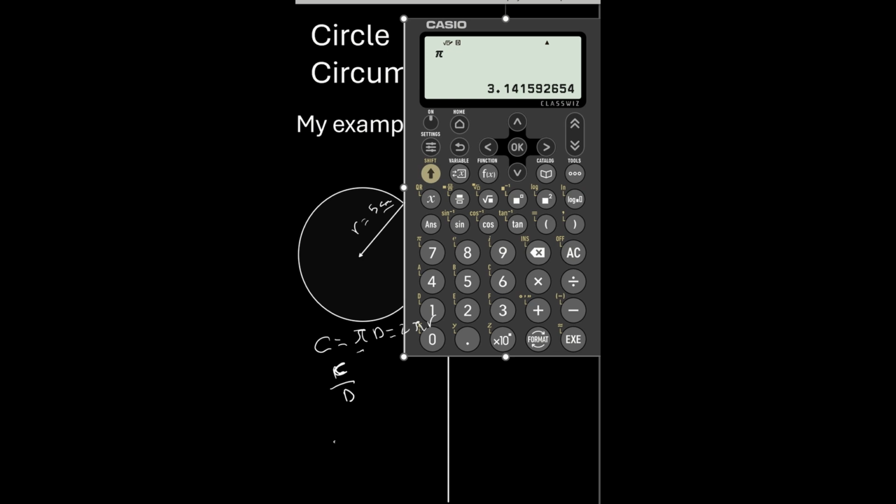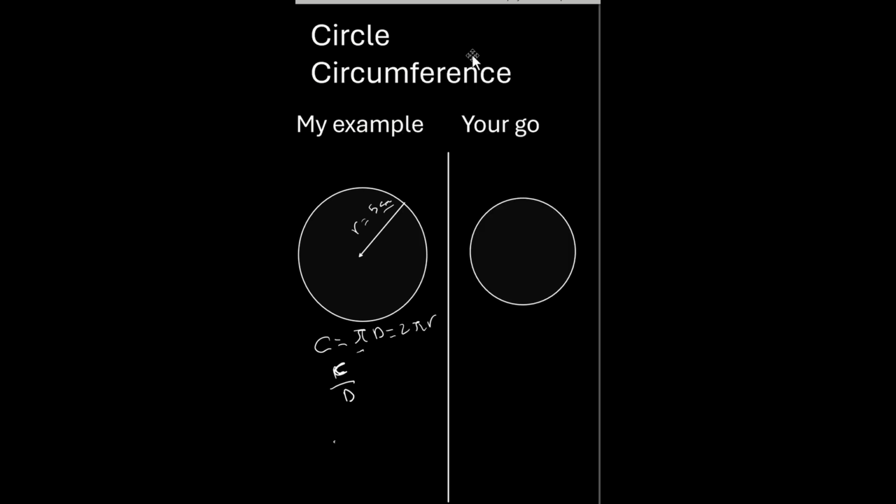Now, how to get it on the calculator? It's very simple. It's shift and another number. On this calculator, it's shift and 7. So shift 7 and then you start calculating from that. So all I'm going to do is put on my calculator 2 times 5, which is r, times pi, which is 3.14, and so on. And I'm going to get a result. So put that on your calculator and see what you get and tell me the result in the comments.